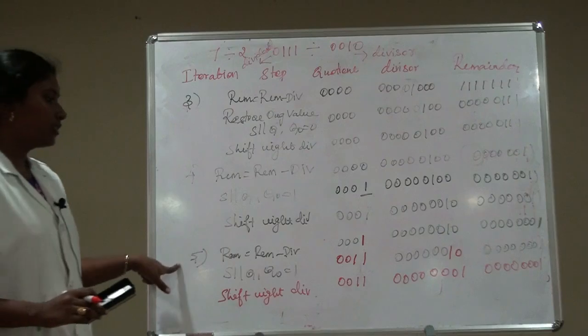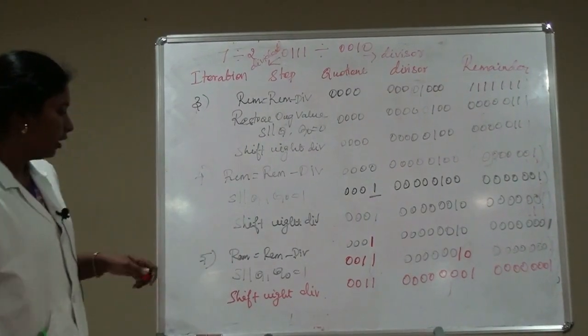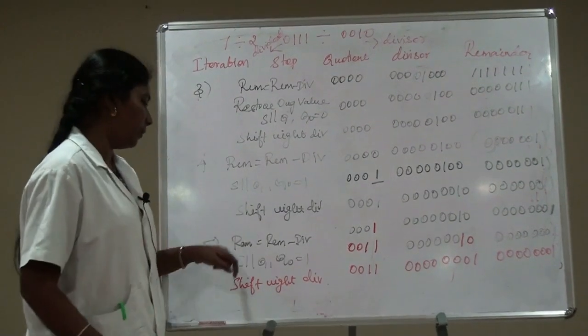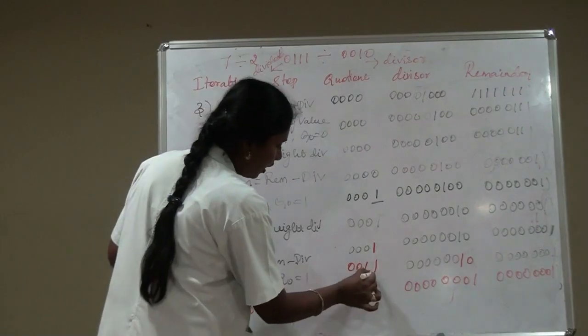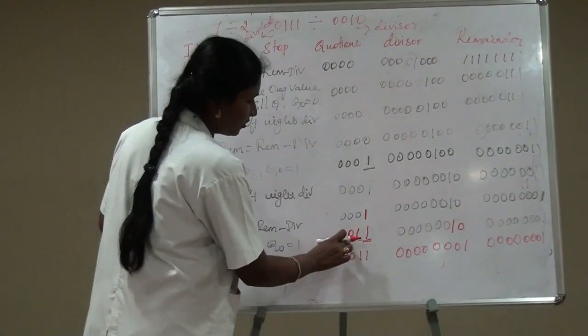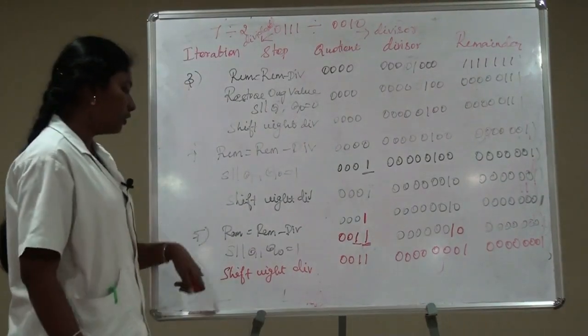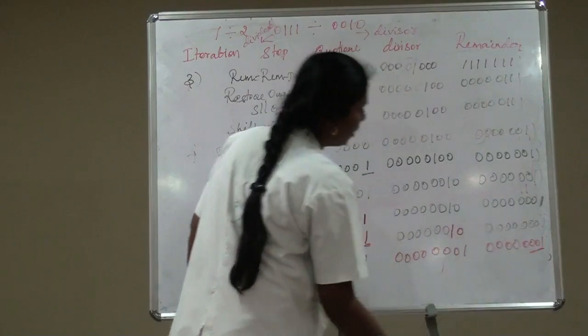Okay, this is my fifth iteration. In that I am going to again repeat the same step. In that step I have to set the quotient register's last bit equal to 1. Then I have to perform the shift left logical operation. In the end I have to check the remainder value, which is equal to 1.